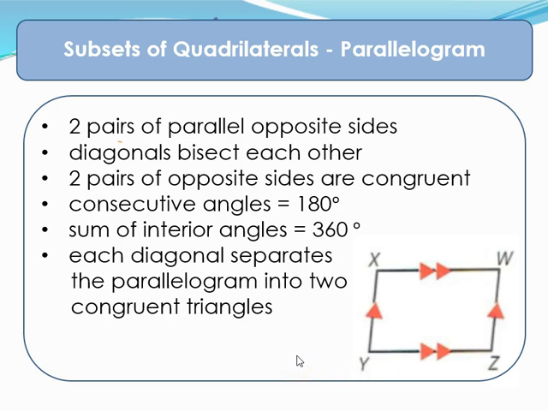Each diagonal separates a parallelogram into two congruent triangles. So if I draw a diagonal from X to Z, we have triangle XYZ, and we also have triangle WXZ, which are congruent to each other. And I may have stated that wrong. Let me try that again. XYZ and ZXW will be congruent to each other.